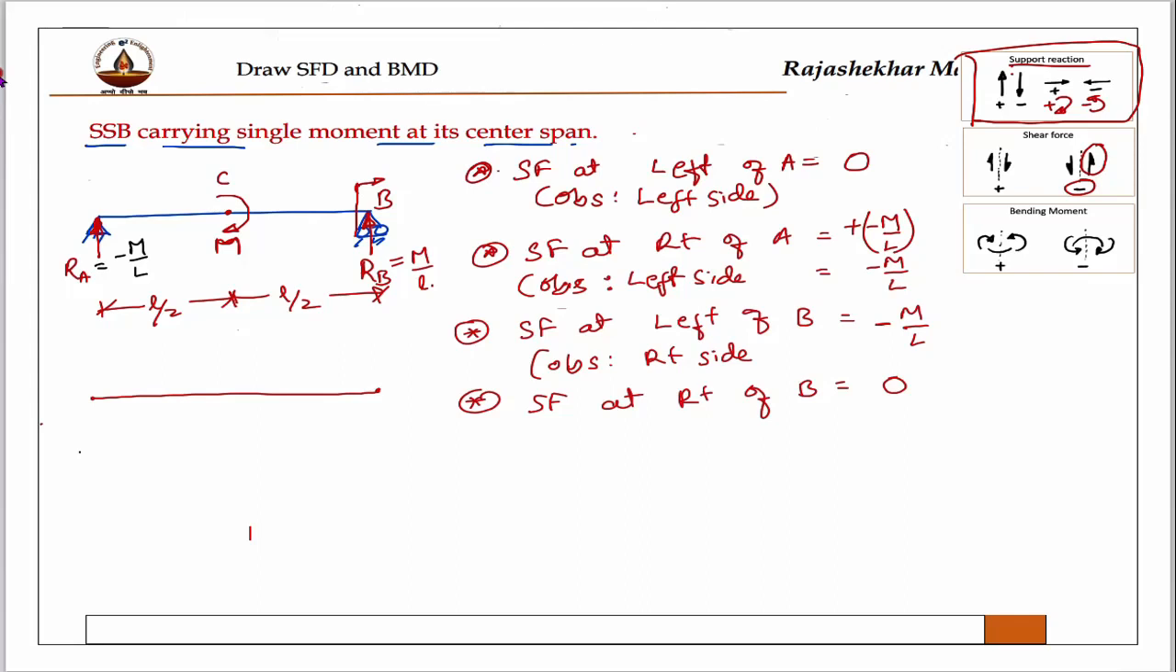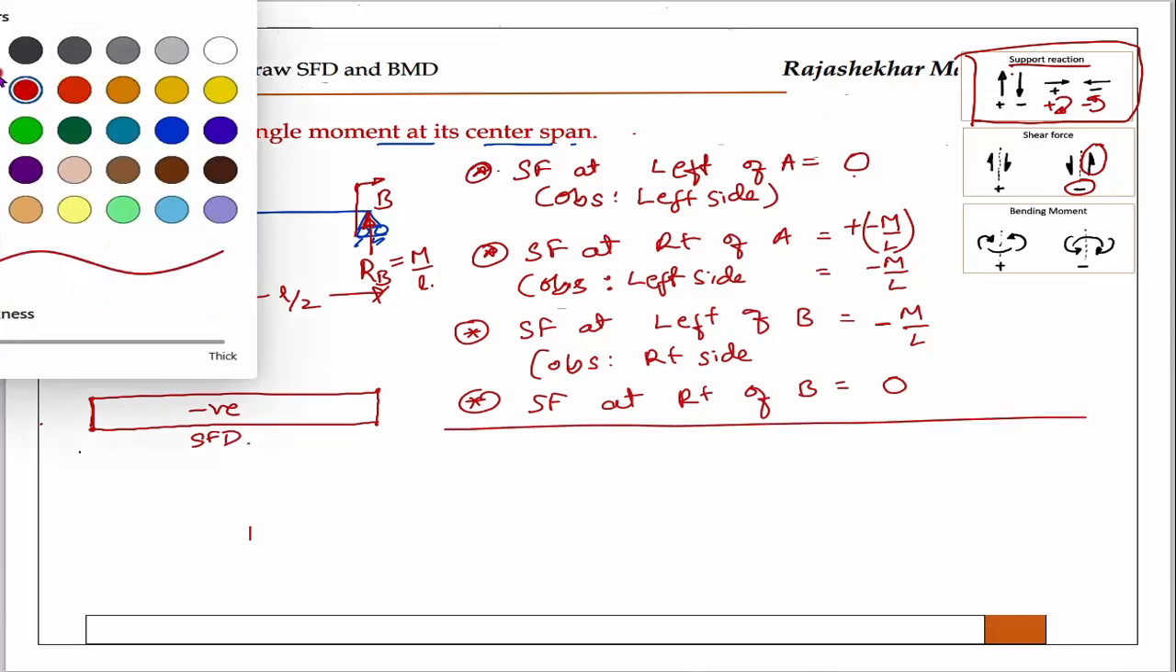That I will draw here. Now look here. What is the shear force at A? It is 0. What is the shear force at B? It is minus M by L. This is minus M by L. And what is the shear force at B, that is minus M by L, then what is the shear force at that one? 0. Therefore, you will get this negative diagram as the shear force diagram. Right? Now we'll go for the bending moment diagram.